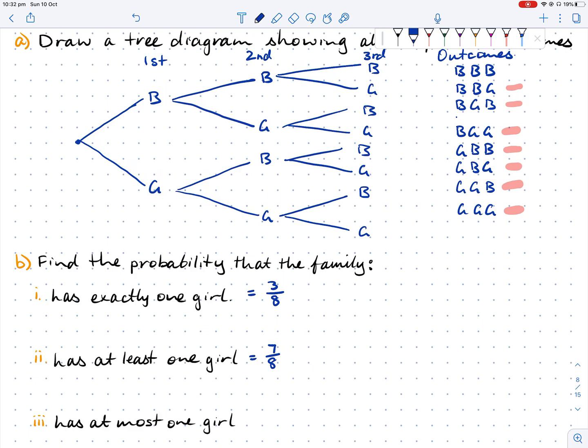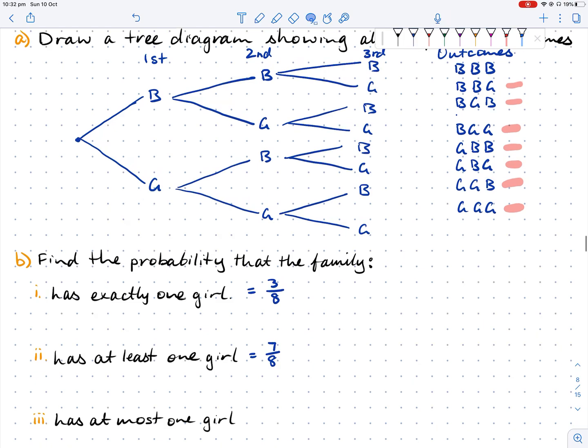And the last question, the family has at most 1 girl. These are all terms that you will see a lot of in your probability. If I've got at most one girl, that means the maximum is one girl. So let me just wipe these. If the maximum is one girl, then I could have one girl, which is these ones, or I could have no girls, which is if we've got all boys. So if I want at most one girl, then you can see there's 4 options out of 8, which simplifies to give 1/2. So be very careful with these words: at least, at most, exactly. You will see these words a fair bit.